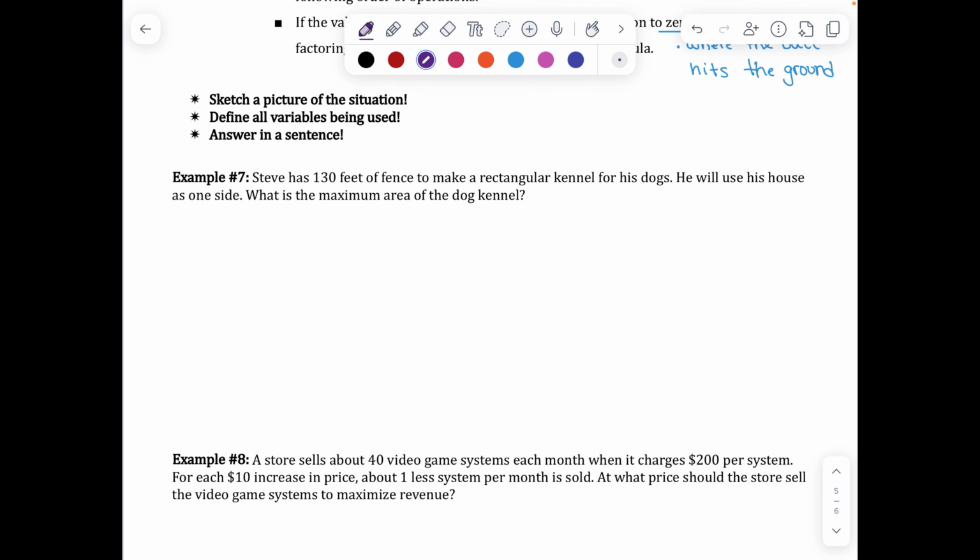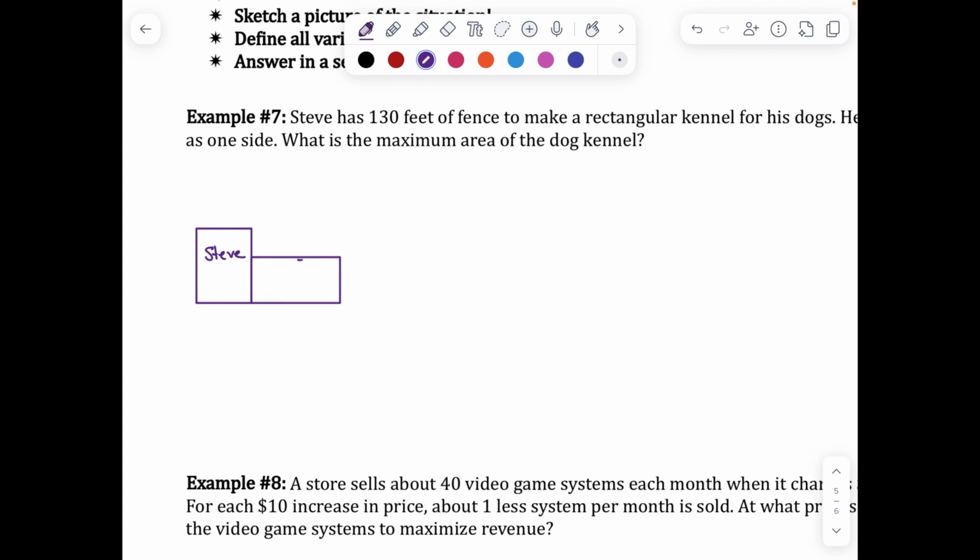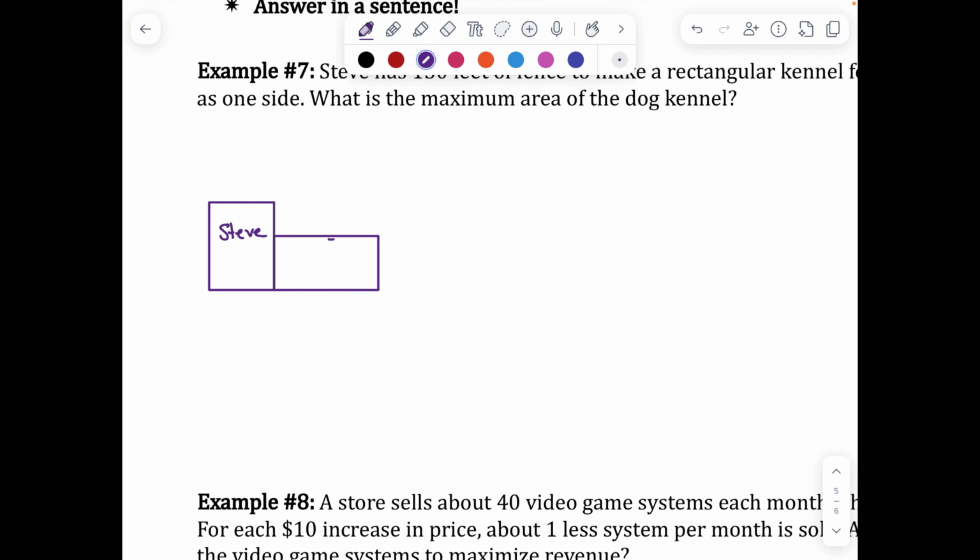So first thing I'm going to do is draw Steve's house. This is where Steve lives. So Steve is going to have a kennel off the side of his house, and it's rectangular. And it's using the fourth side as Steve's house. So it's going to look something like this. Anytime you do this, I would always say whatever your two congruent sides are, let those be x. So I'm going to let x equal the length of the side perpendicular to the house.